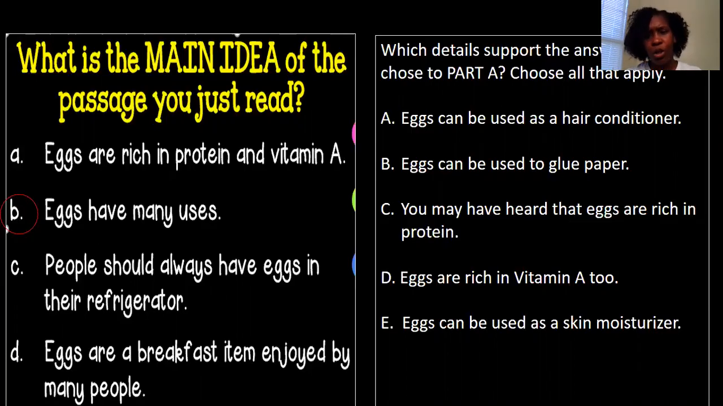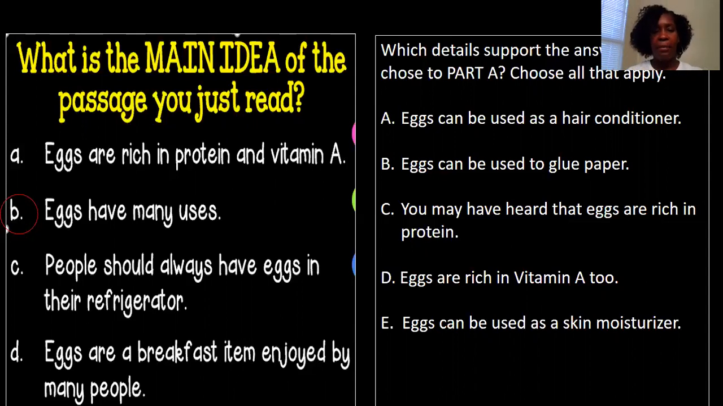Now, the last part of this question says choose all that apply. So when I see that, that's my biggest clue to let me know that there is more than one answer. And if you said answer, then you are correct.